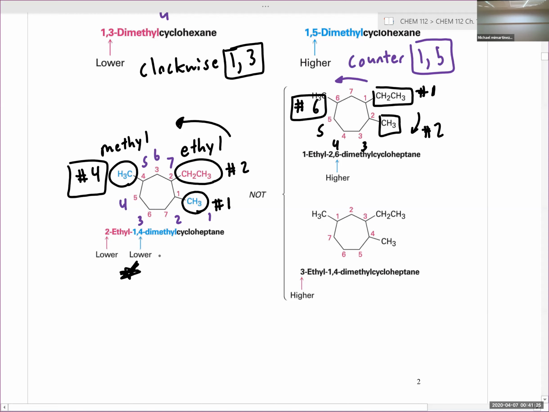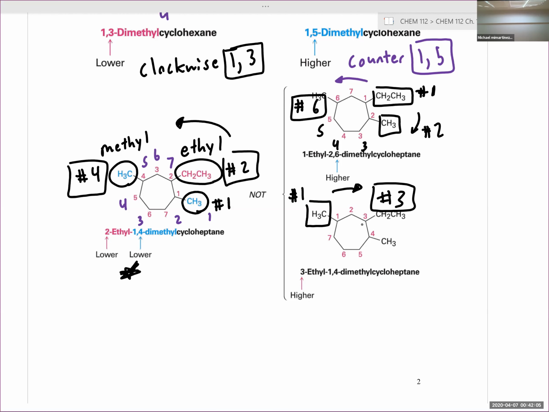Now let's entertain the other possibility. Let's suppose we start counting at the topmost methyl group. So we assign carbon number 1 to our topmost methyl group, and we're going to count clockwise to avoid the same dilemma that we encountered earlier. And our ethyl group ends up at carbon number 3. Now, if we compare our carbon numbering, we can clearly see that 3 is greater than 2. So this method of counting gives us larger locant numbers, so it is not preferred.